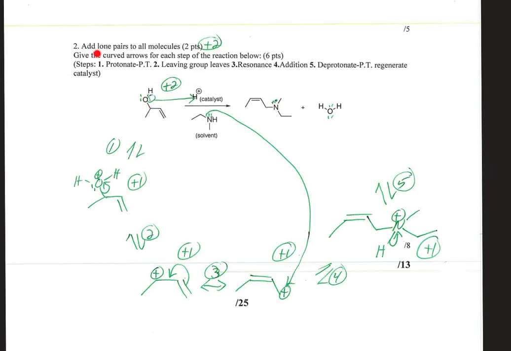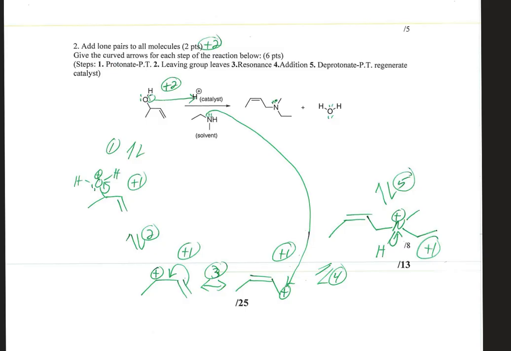For this one, for number 2, add lone pairs. So you gotta have lone pairs on everything. Give the curved arrows for each step of the reaction below, and also make sure you're balancing your charges. So you notice you come up with an H+. That's the catalyst. That means it needs to be regenerated at the end. And the overall charge of the starting material is a plus, so you have to maintain that throughout.